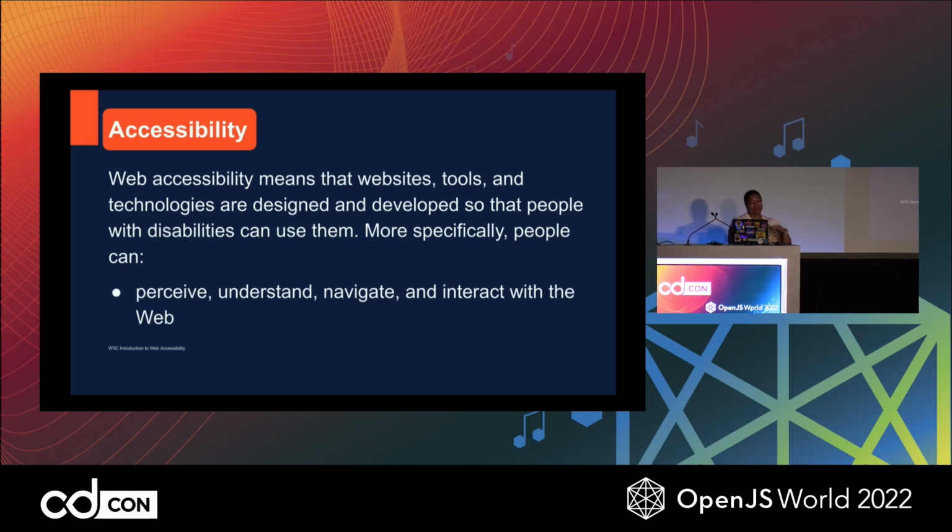All right, so I want to first talk about web accessibility. Web accessibility means that websites, tools, and technologies are designed and developed so that people with disabilities can use them. More specifically, people can perceive, understand, navigate, and interact with the web. So there are 4 principles within the Web Content Accessibility Guidelines that spell out POUR, P-O-U-R: perceivable, operable, understandable, and robust.